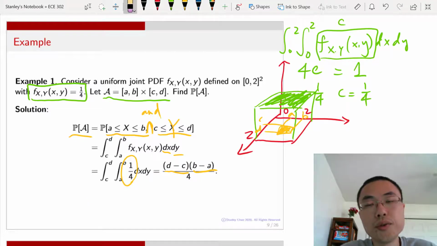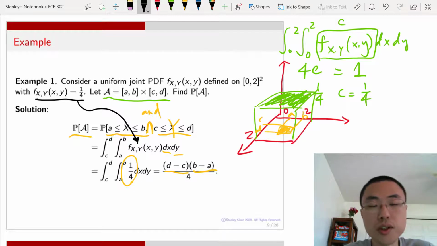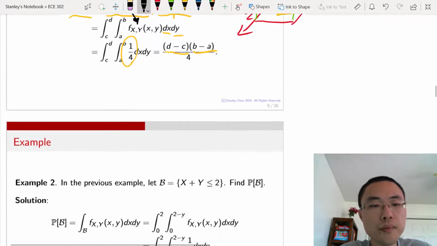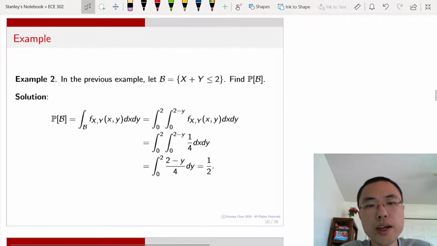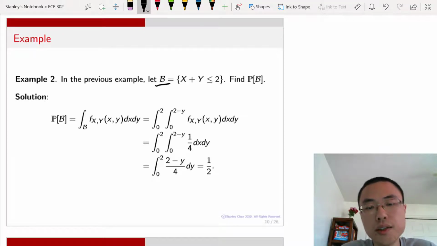Okay, so I hope this example also shows you that the calculation of a two-dimensional PDF or the probability is not that hard. Just plug in whatever you're given about the distribution, put it into this double integration, and then solve the double integration. You'll be able to find the probability. Let's try another example where you have this B, which is x plus y less than 2.